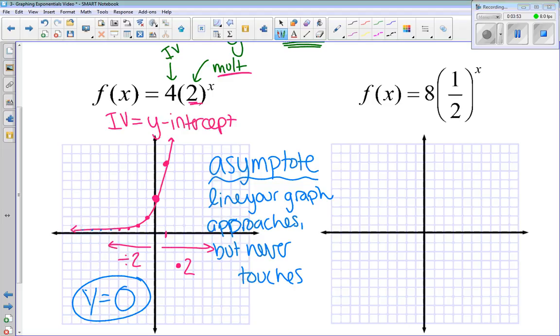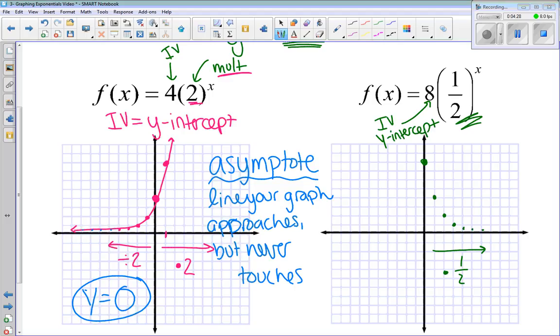When you get to algebra 2, that asymptote can move around. So let's go ahead and give our second graph a try. Just like our first graph, this is our initial value, which is also the y-intercept. So we're going to start our graph at 8. Okay, 1/2 is our new multiplier, so to go this way, I'm going to multiply by a half. So 8 times a half gives me 4. 4 times a half gives me 2. 2 times a half is 1. 1/2, 1/4. Keeps getting closer, so again we see that asymptote.